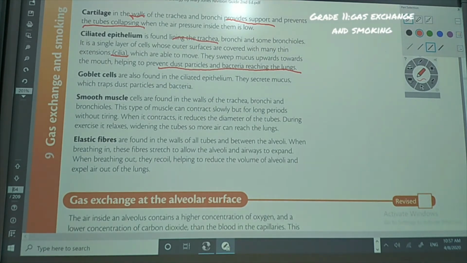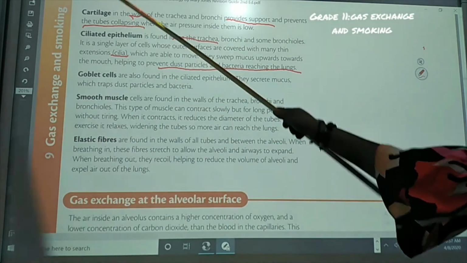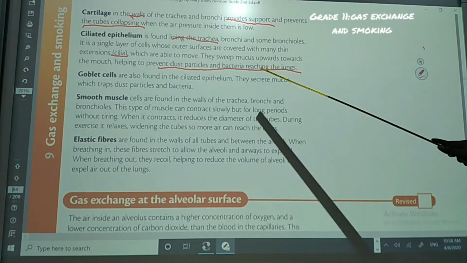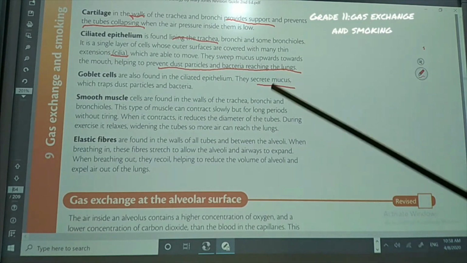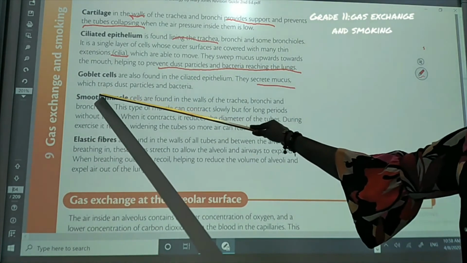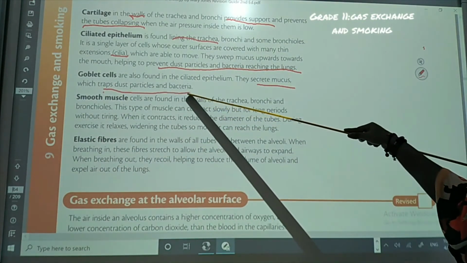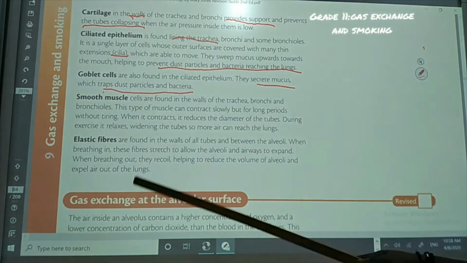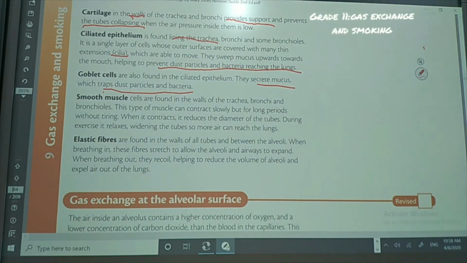Okay, the goblet cells are also found in the ciliated epithelium. What do they do? They secrete mucus, and this mucus will trap dust particles and bacteria. So the cilia and the goblet cells protect the lungs, basically, because they prevent dust particles and bacteria from reaching the lungs and damaging the lungs.